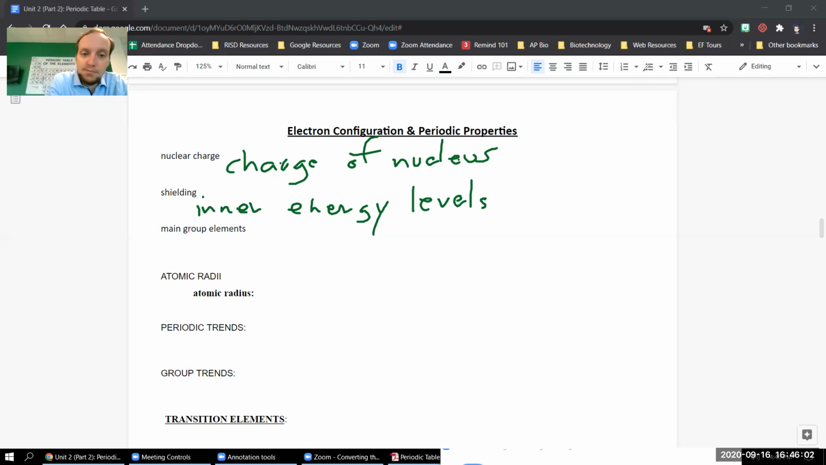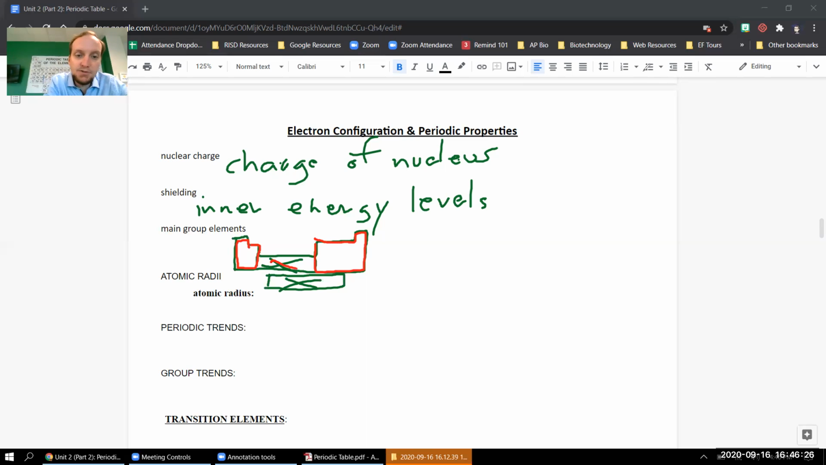The main group elements, if I was going to very quickly draw a very small periodic table, the main group elements are these right here, not those and not those. It's going to be, again, just to kind of highlight what I'm talking about, this right here, group 1 and 2, and group 3 through 8. Those are our main group elements. We're going to talk about them mostly.